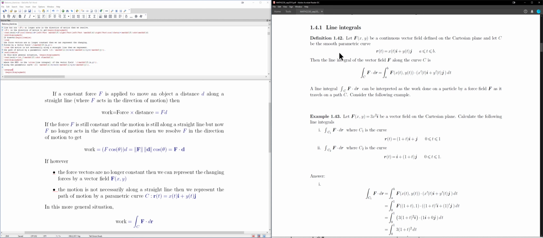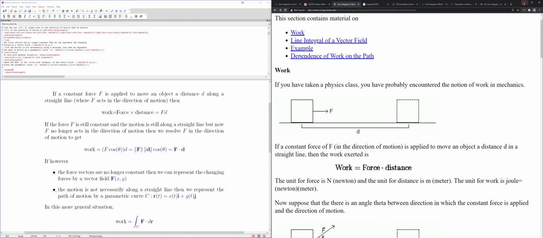Right, so what we want to look at now is line integrals. Before I get into line integrals, let's just see a physical application, from physics, where you actually will use a line integral. It comes from your definition of work in physics.